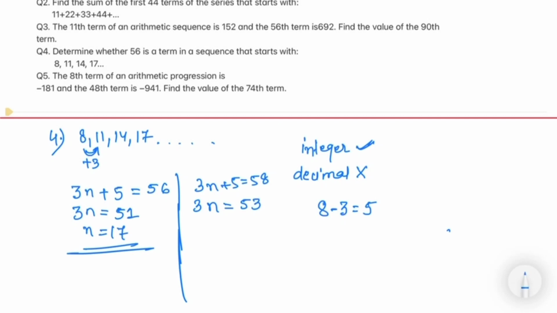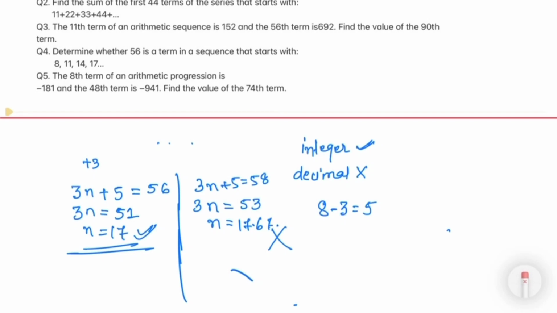So n equals 53 divided by 3, which will be somewhere around 17.67. It means it's coming in decimal, so it's not in the sequence. But 17 was clearly an integer, so it is in the sequence. So this is the way to understand and figure out whether this is in the sequence or not. Okay. Now let's come to the last question of this video.